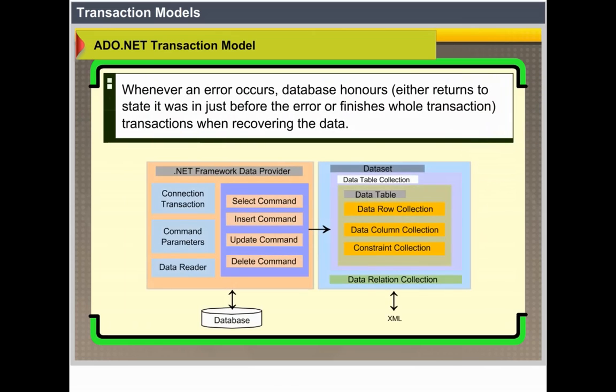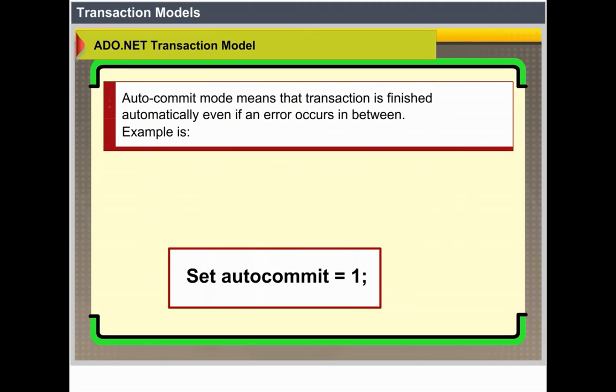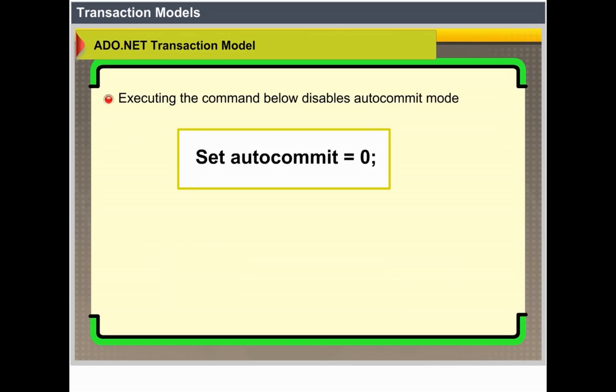Whenever an error occurs, database either returns to the state it was in just before the error or finishes the whole transaction. Transactions when recovering the data. Auto-commit mode means transaction is finished automatically even if an error occurs in between. Example is set auto-commit equal to 1. Executing the command below disables auto-commit mode. Set auto-commit equal to 0.